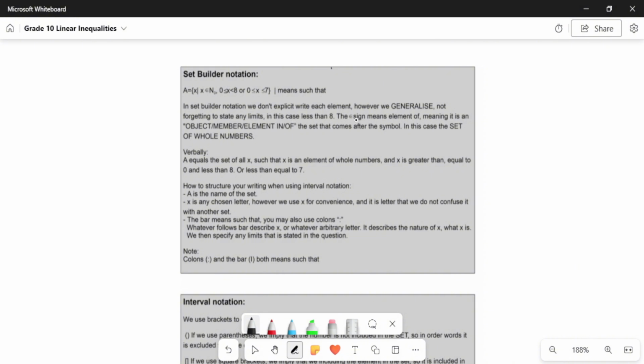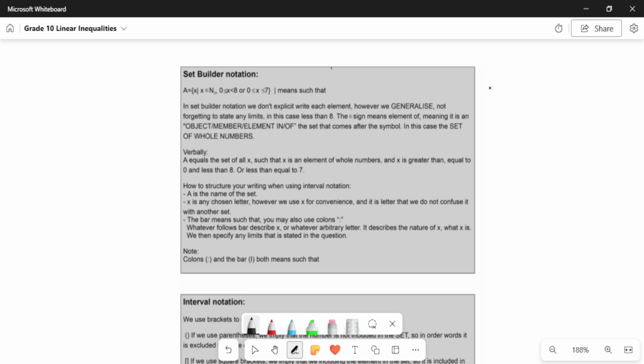The ∈ sign means element of, meaning that it is a member or object in the set that comes after the symbol. In this case, the set of whole numbers. So let's look at this here, right? Let's deconstruct it. A equals the set of all x's such that x is an element of whole numbers and x is greater than or equal to 0 but less than 8.